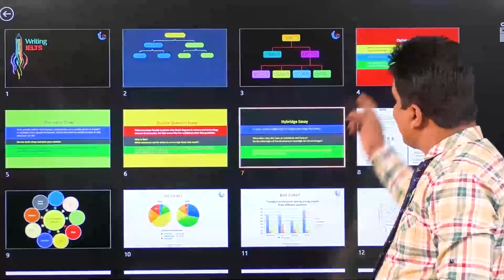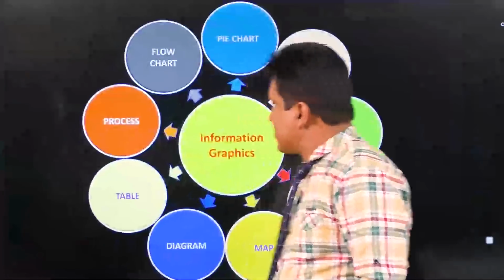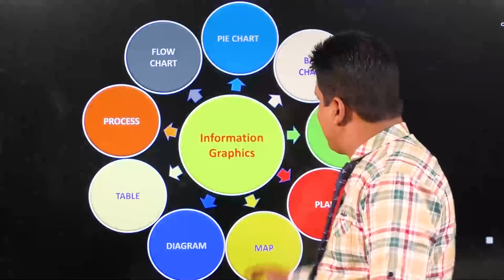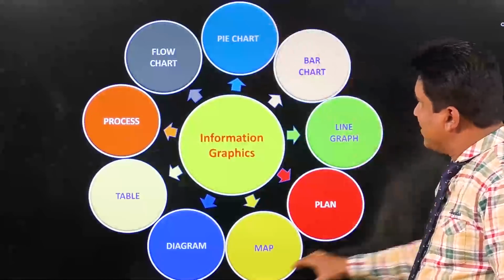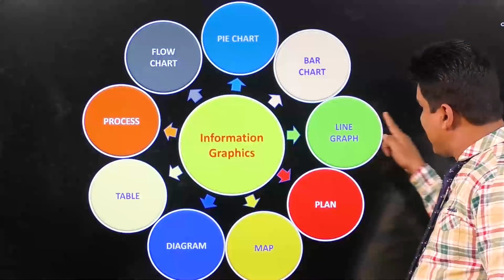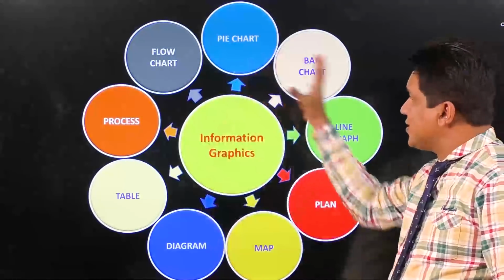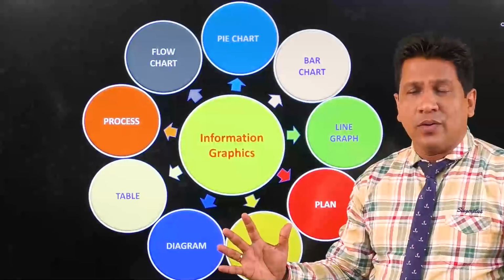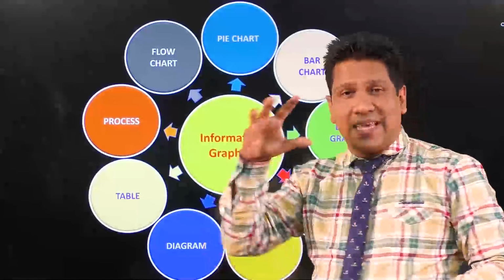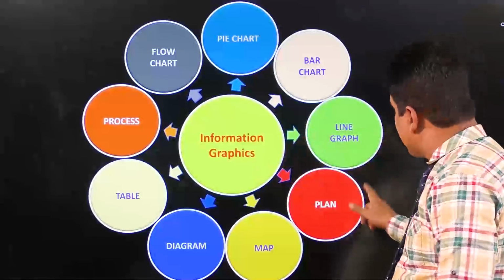Now we can move to academic task 1. Academic task 1, we call it information graphic, and it's made of normally nine components. What are they? Pie chart, bar chart, line graph, plan, map, diagram, table, process and flow chart. All together nine concepts you can meet. All these nine, or a few of them, you can't meet in the exam. Only one option is given in the exam, the given concept. Based on it you need to write your answer.